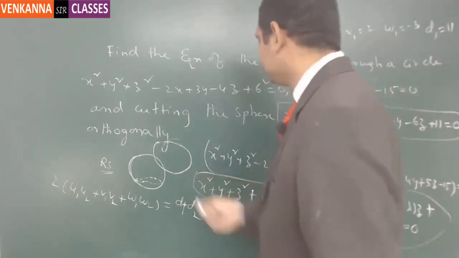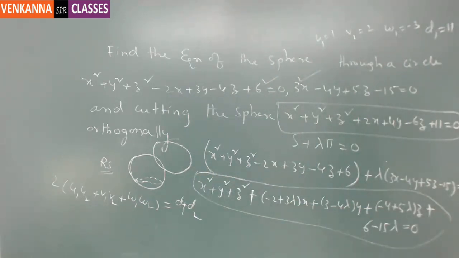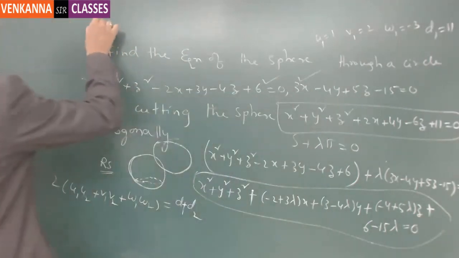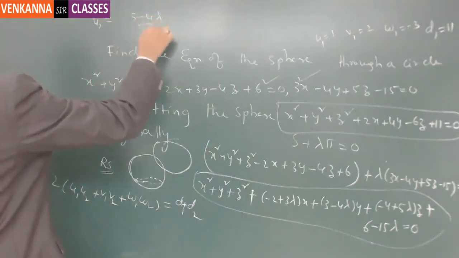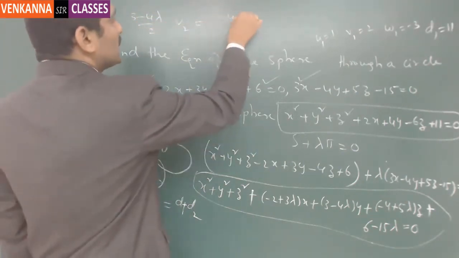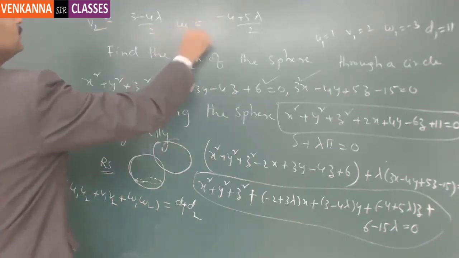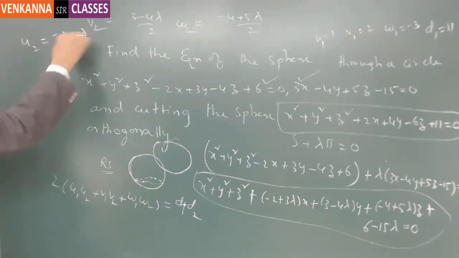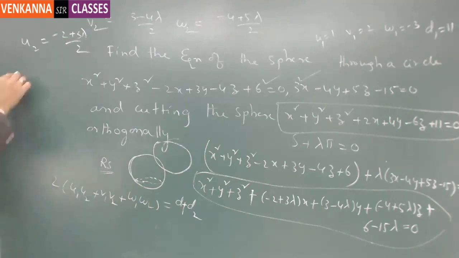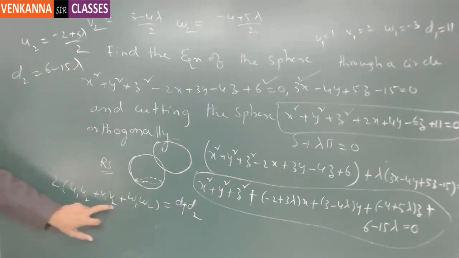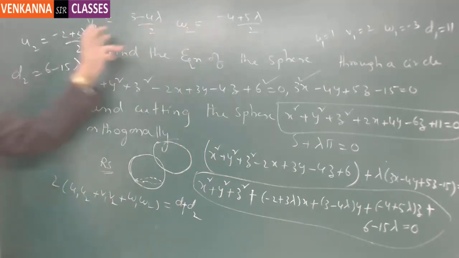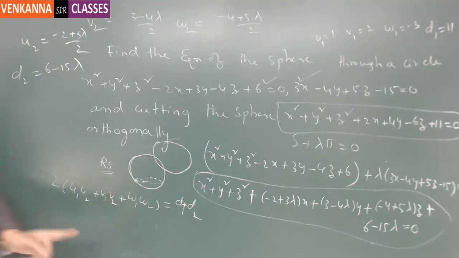These two are intersecting. So in this sphere also, if you calculate the values of u, v, w, d: u2 is equal to (3 minus 4 lambda) by 2, v2 is equal to (minus 4 plus 5 lambda) by 2, w2 is equal to (minus 2 plus 3 lambda) by 2, and the constant d2 is equal to 6 minus 15 lambda. If you substitute the values, since all the denominators contain 2, they get cancelled here. So substituting here, you will get the value of lambda as minus 1 by 5.